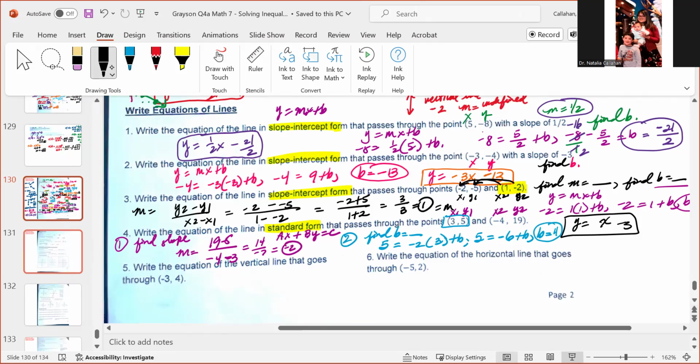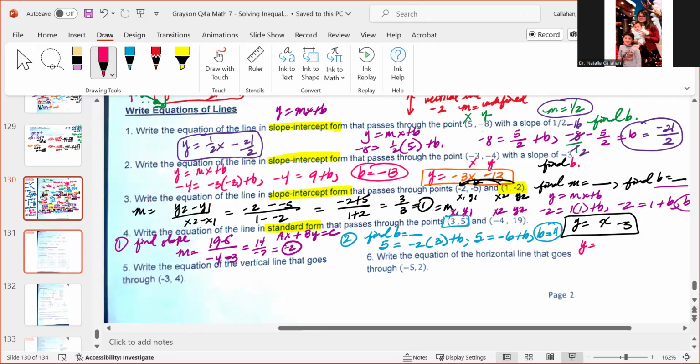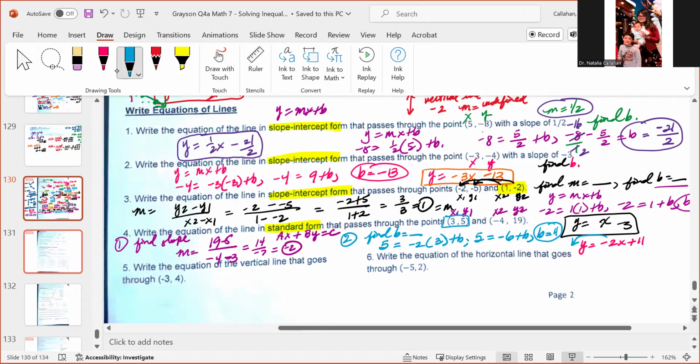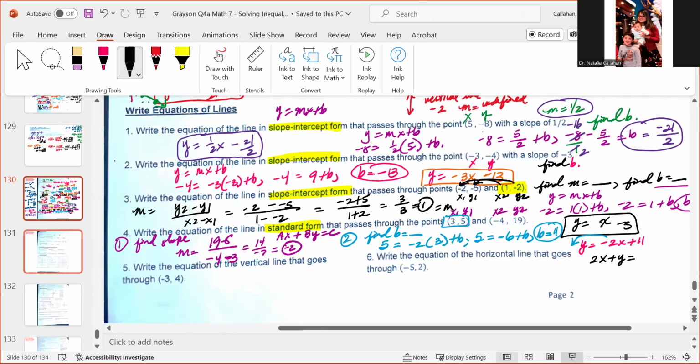Oh, you're messing up left and right. The equation is y is equal to -2x plus 11. But then remember, since you're writing this in standard form and it has to be x is over this way, move it over that way and you get 2x plus y equals 11. That's your equation.